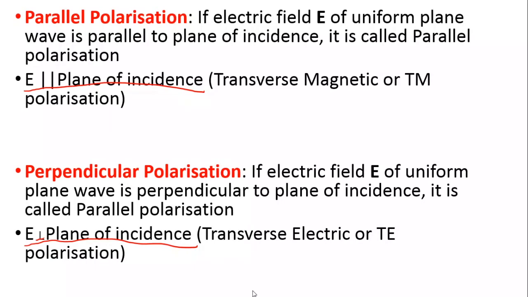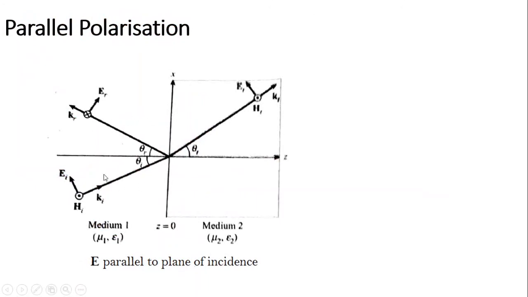Okay, so in parallel polarization E is parallel to the plane of incidence, so the magnetic field, or H, will be perpendicular. So that's why it can also be called transverse magnetic polarization. E is perpendicular to the plane of incidence in case of perpendicular polarization. So you should learn those terms. Parallel polarization means E parallel to plane of incidence. Perpendicular polarization means E perpendicular to plane of incidence. Okay. And you can go through the figure.